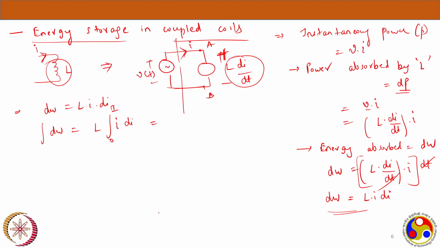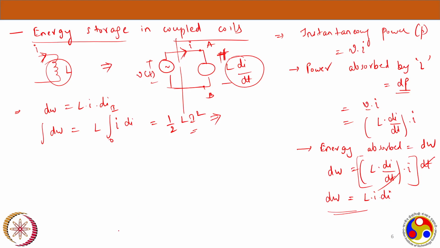Now if you integrate it with L from 0 to I, you will get half L I square. So what you got is the energy stored in the inductance at that instant, through the instantaneous equations. You integrate it over the whole duration to get the total energy absorbed by that inductance. So this is half L I square.